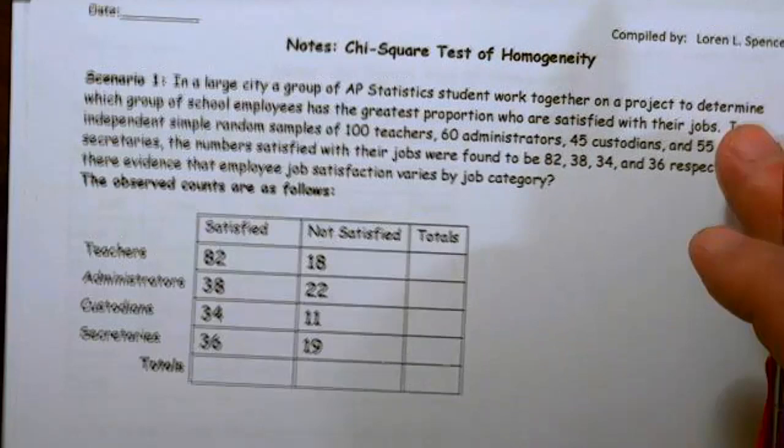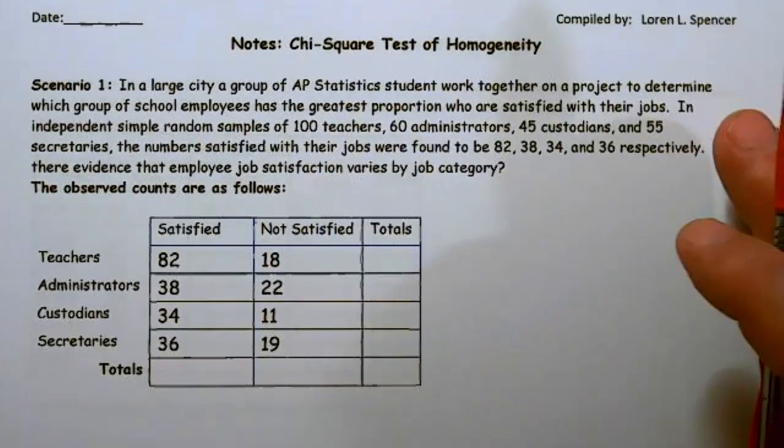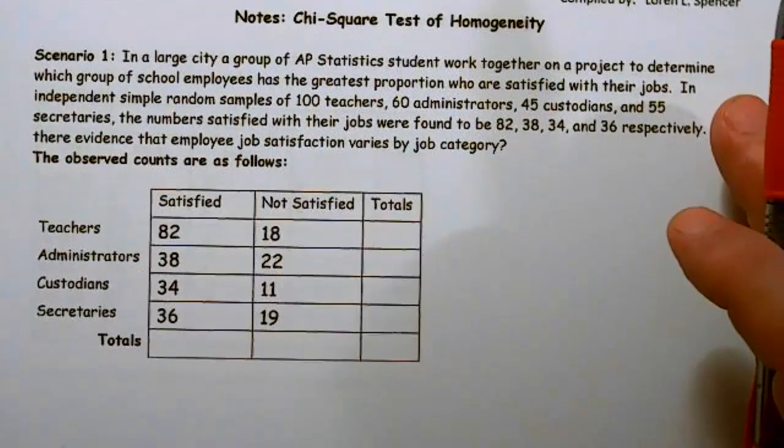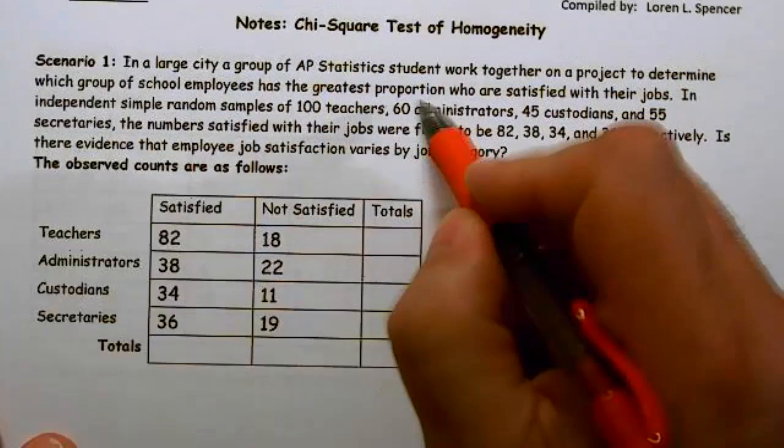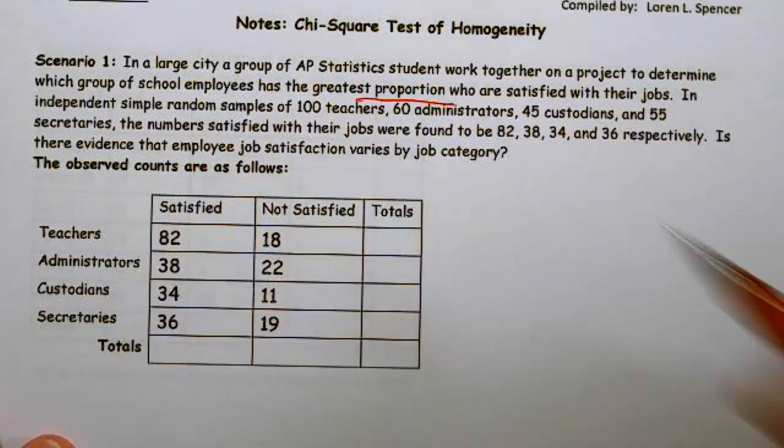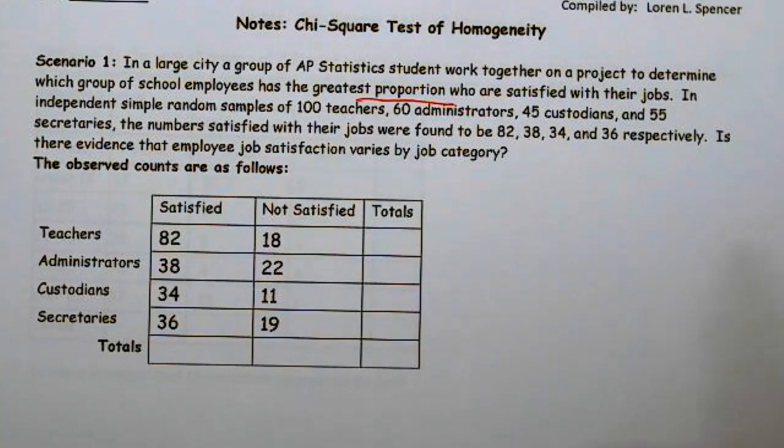So we're on page 231 of the notes, and this is our first scenario. In a large city, a group of AP statistics students work together on a project to determine which group of school employees has the greatest proportion who are dissatisfied. So here's the key word. We have groups, so that lets me know we've got multiple categories. So that tells me we're looking for a chi-squared.